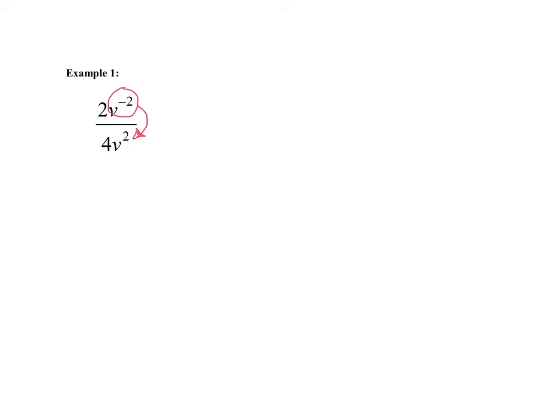Okay, so you have to rewrite this so that it makes sense. So let me rewrite this equation here. I've got 2 on top now. My v raised to the negative second power, that moved to the bottom. So on bottom I have 4. I have a v squared. And then I also have this v squared that I moved from the numerator down to the denominator. Okay, so I can simplify this thing now.